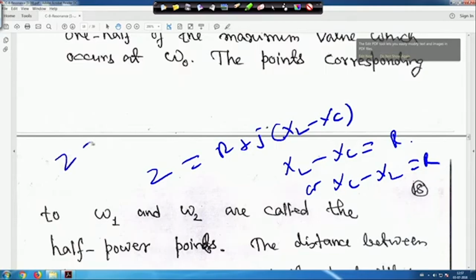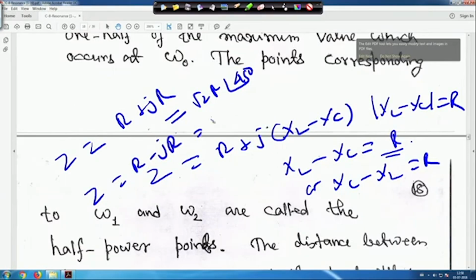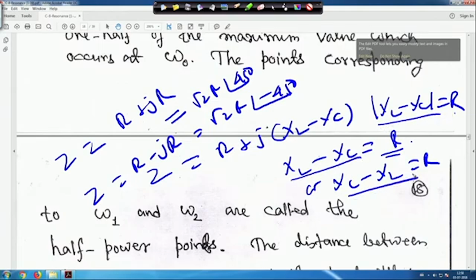In general, if we take the first condition that XL minus XC is equal to R, ultimately mod XL minus mod XC is equal to R. Therefore Z is equal to R plus jR, which is root 2 R angle 45 degrees, and if Z is equal to R minus jR, it is root 2 R angle minus 45 degrees, because mod XL minus XC is equal to R. Either one condition or the other.